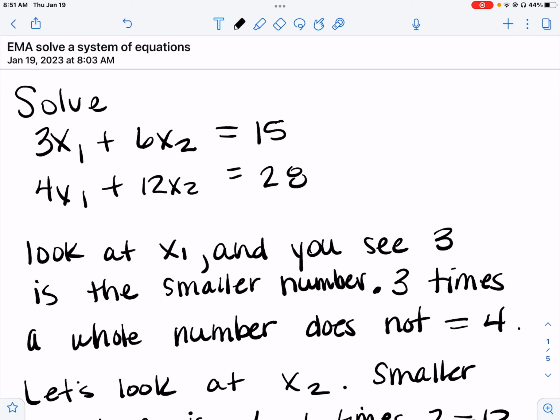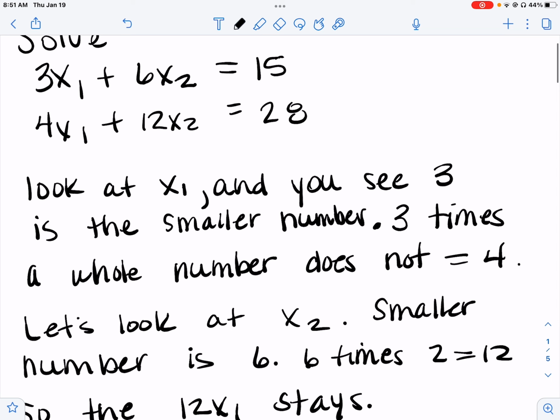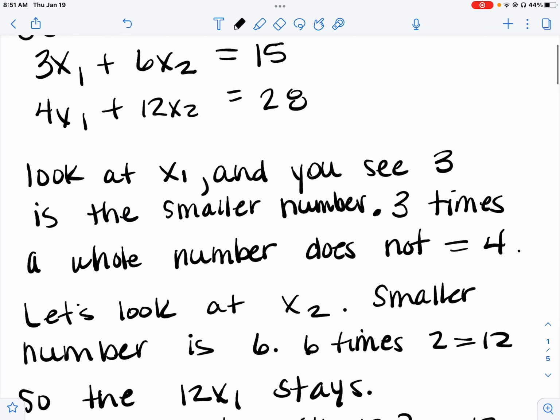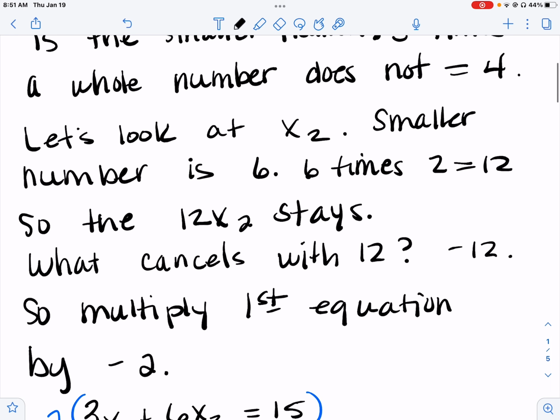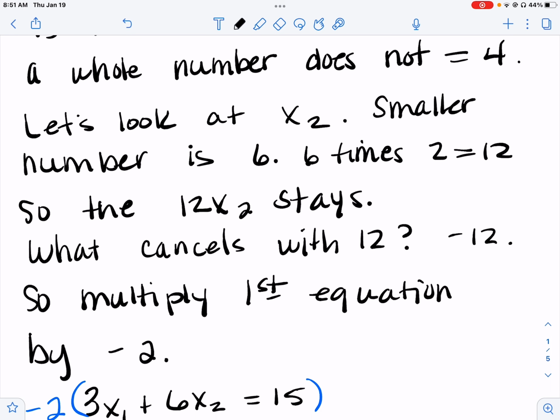Now let's look at x2. The smaller number is 6, and 6 times 2 equals 12. So we can easily eliminate x2. The bigger number stays, which is the 12x2. So 12x2 stays. What cancels with 12?